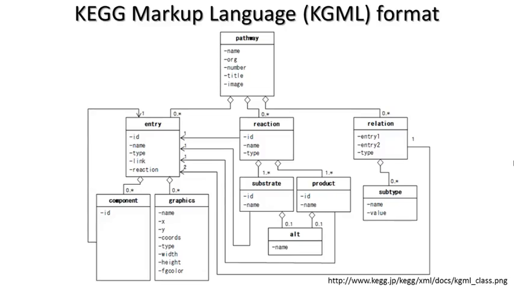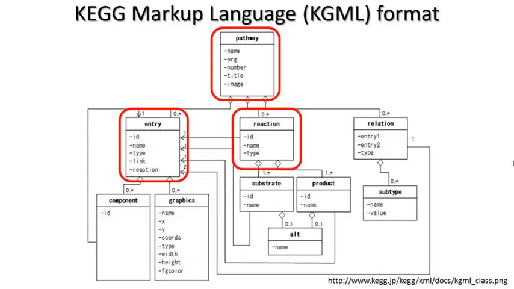Here, a pathway has properties such as its basic information, name, organism, number, etc. It defines a number of entries, such as reactions and relations. The substrate and product are defined as features of reactions.